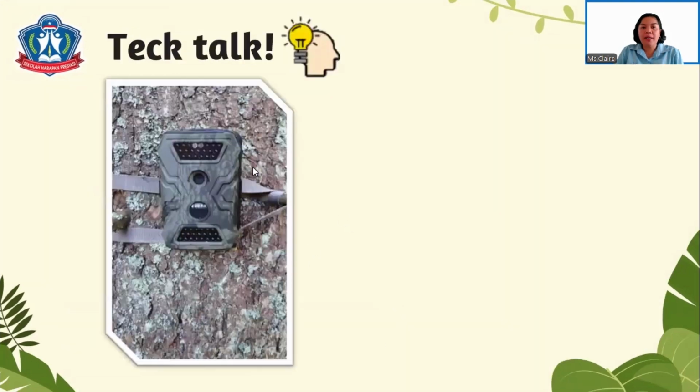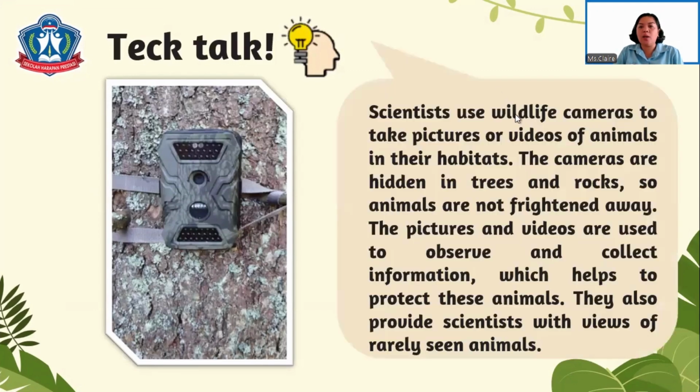Next, we have here our TikTok. Do you know this picture? These are what we call wildlife cameras. Scientists use wildlife cameras to take pictures or videos of animals in their habitats. The cameras are hidden in trees and rocks so animals are not frightened away. It's hard for us people to take videos of some animals because some animals are wild. We cannot control them, so the scientists use these wildlife cameras. They just hide them on the trees and rocks so the animals will not be frightened away.